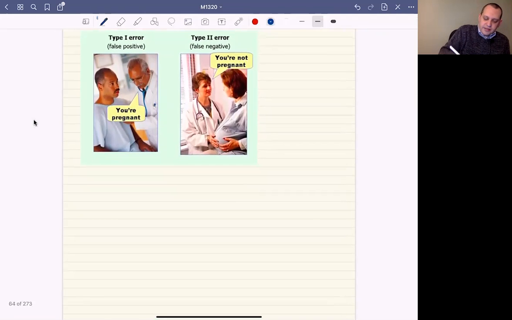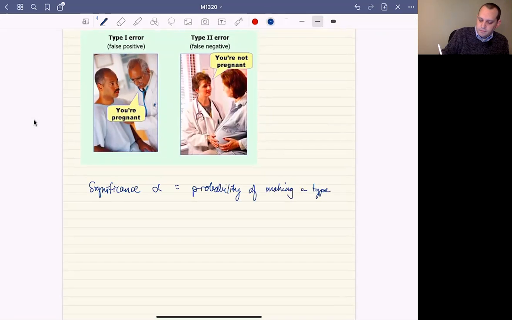The significance, which I'll call alpha, is the probability of making a type 1 error. That's called the significance alpha. I want to contrast this with what we called the confidence in chapter 8. The confidence was 1 minus alpha. The significance is that alpha. So this is the probability of making a type 1 error.